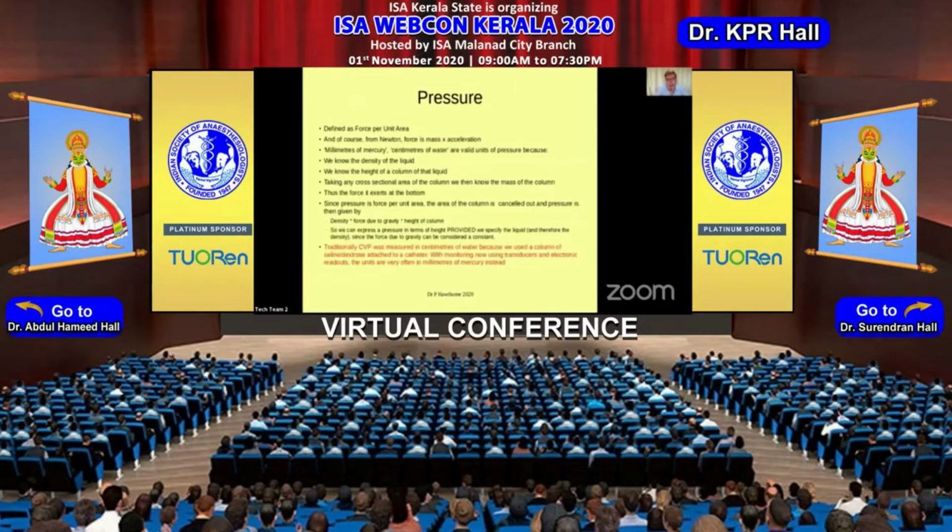Let's look at pressure and define pressure. Well, pressure is defined as force per unit area. And of course, Newton tells us from F equals ma, that old school equation, that force is mass times acceleration. So why can we use a length like millimeters or centimeters of liquid as valid units of pressure? Of course we do, particularly in medicine. We're very familiar with millimeters of mercury.